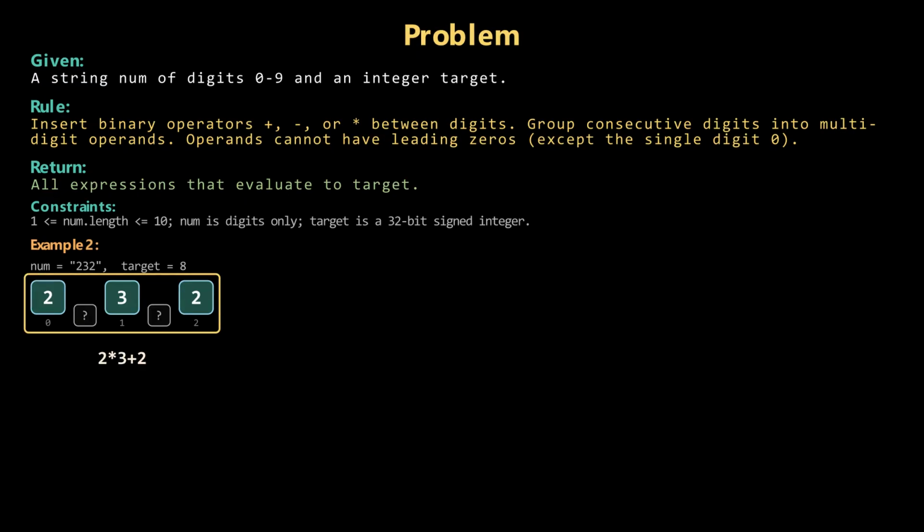Example 2, number 232, target 8. 2 times 3 plus 2 is 8 because multiplication binds first. 2 plus 3 times 2 is also 8 for the same reason. Again we report both strings.